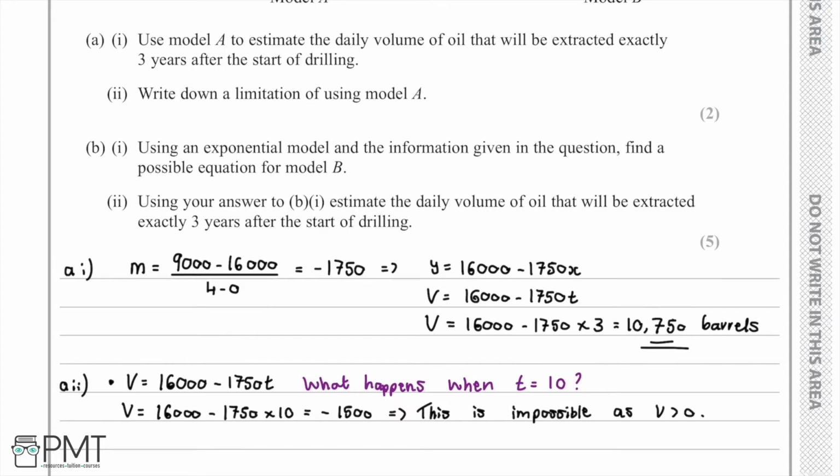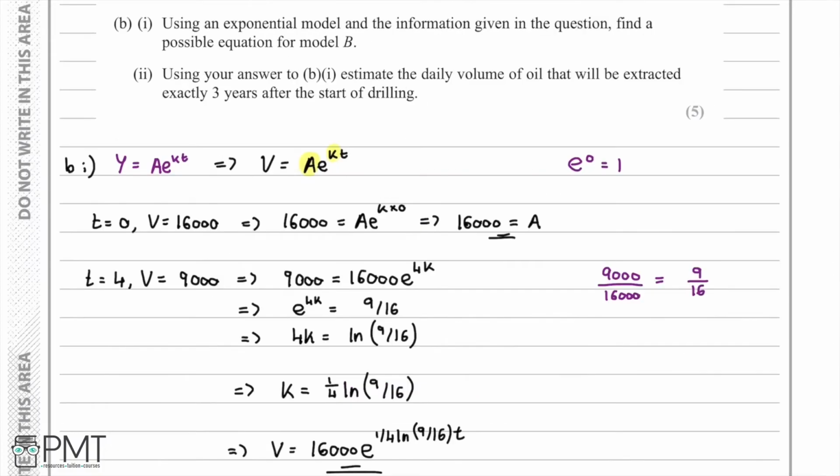Now that we've completed the question, we're going to take a look back and see where we picked up our marks. So question A part 1 and A part 2, this combined was worth 2 marks. So in question A part 1, we receive our mark for concluding with the correct answer, which was 10,750 barrels of oil. Then again, for question A part 2, we receive 1 mark for writing down 1 limitation of the model.